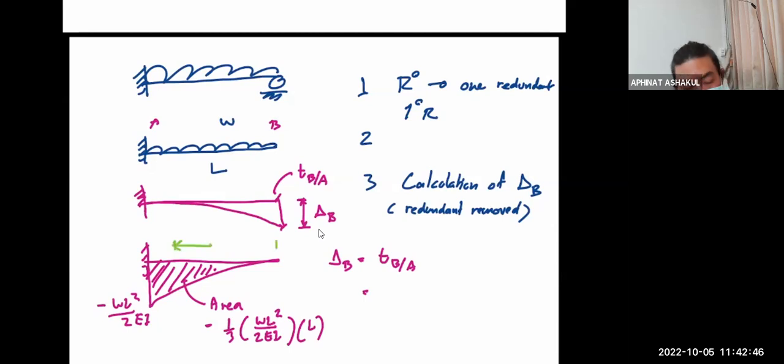And the centroid is 3/4 of the length. Hope you all know it. I'm not making this up. You don't believe me? You're gonna have to go figure it out.